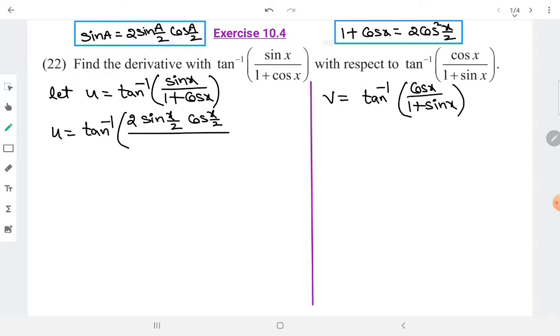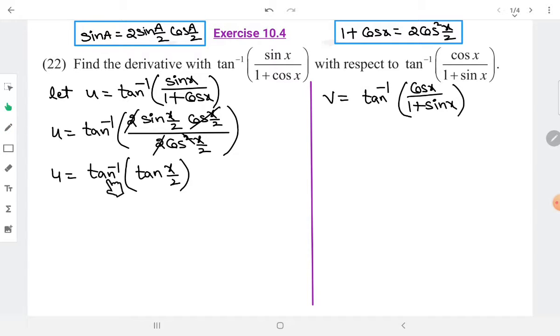So now let's substitute here, 2 cos square x by 2. Now let's cancel 2 and 2, and one cos term gets cancelled. So u is equal to tan inverse of sin x by 2 divided by cos x by 2, which is nothing but tan x by 2. We know the properties of tan inverse: tan inverse of tan x is nothing but x. So u is nothing but x by 2.